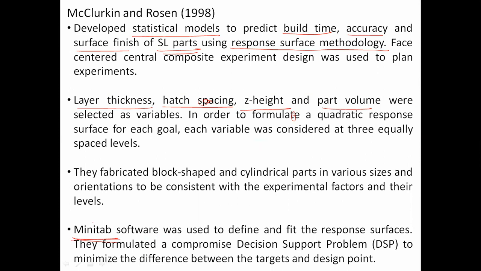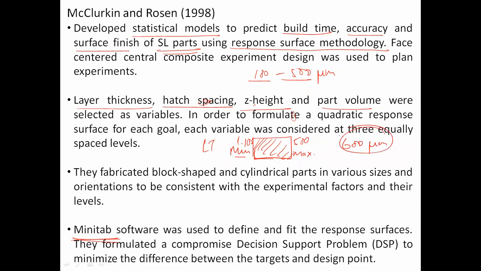The models were highly accurate. No problem with that. But the problem was these models were prepared for a specific domain. Now, what was the domain? For layer thickness, there is a minimum layer thickness that they took, because they took three spaced variables. So they took from 100 to 500 microns. This is the minimum, that is 100, and this is the maximum, that is 500. But if somebody took 600 micron as the layer thickness, the model was not fitting.